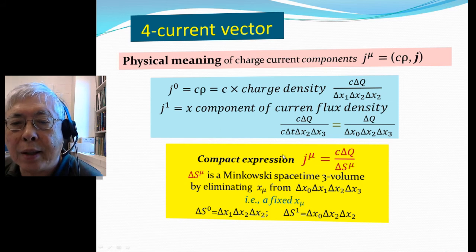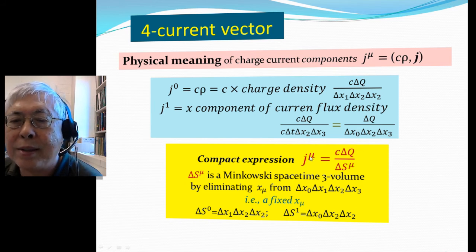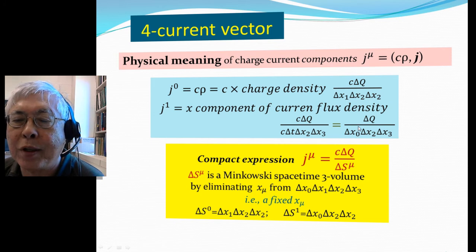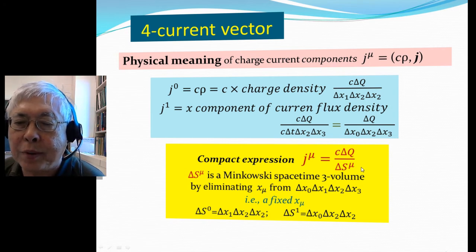For the j1 case, it will be this, where x1 will be missing, so it will be x naught, x2, x3. That's just this one. So this is just a more compact way of writing all four components. The physical interpretation is the amount of relevant charge divided by the three-volume of Minkowski space-time.